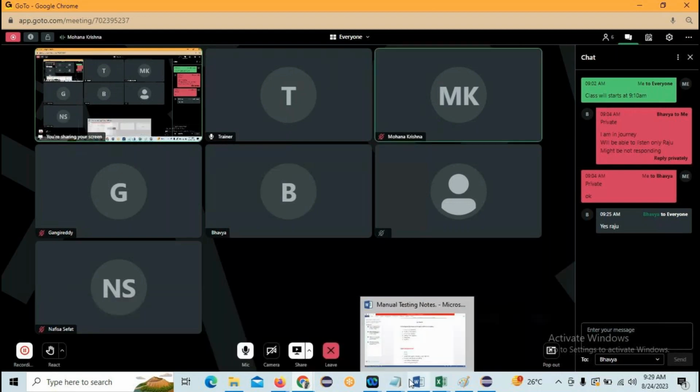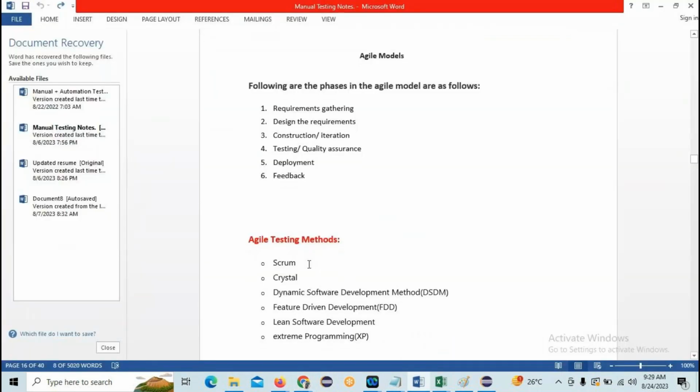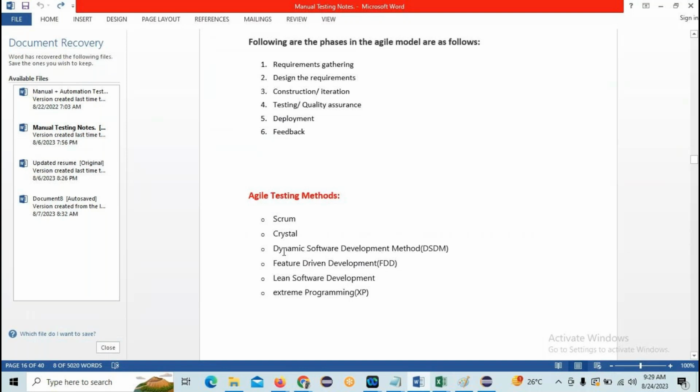Yes, Raju. Okay. And in the Agile method we have some testing methods. A few of them are Scrum, Crystal, DSDM, FDD, Lean Software Development, and XP. You can ignore all these things, they are not important. Just concentrate on the Scrum.